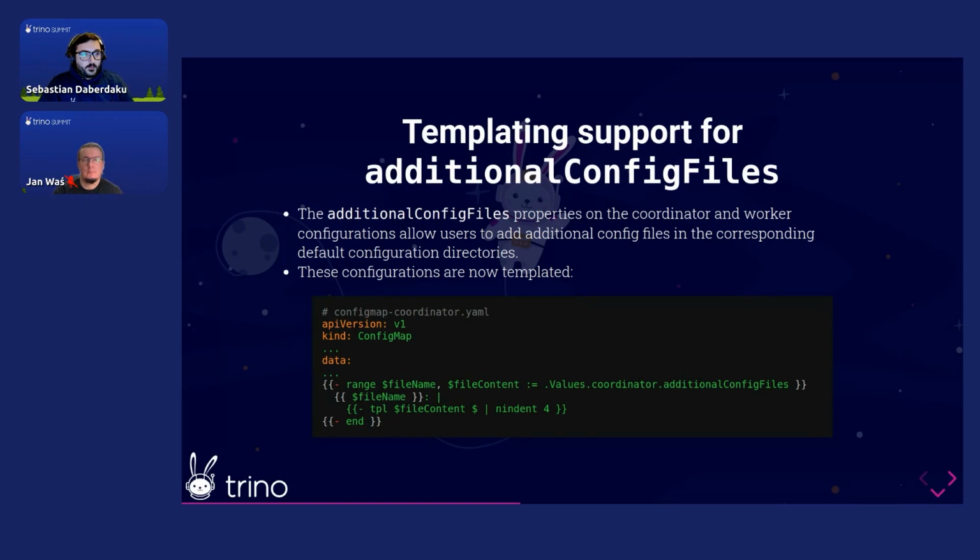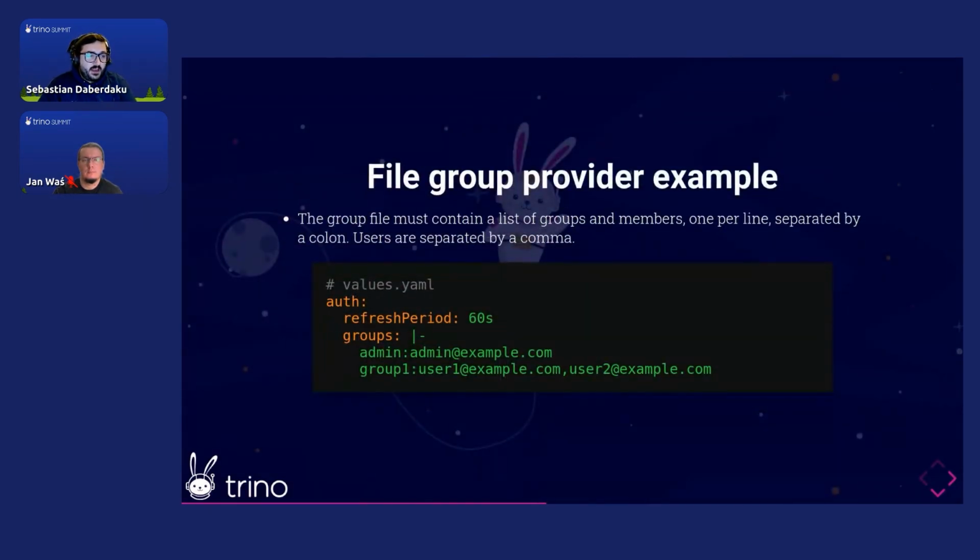And in this slide, you can see what I believe to be an interesting example where this feature can be useful. And that is when you manage the file group provider configuration. Now, the file group provider is what allows you to map users to groups and then use groups for access control in the access control rules.